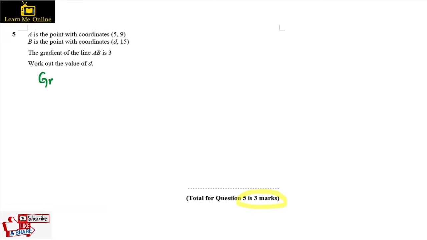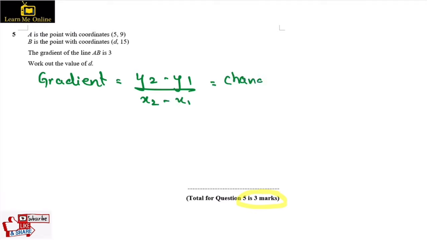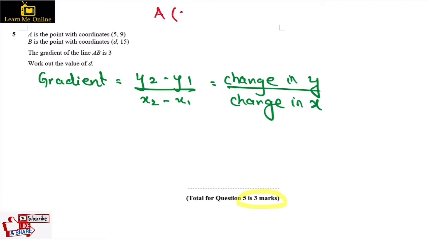So the first thing is the gradient that we are looking for. We write down the formula of the gradient, which is y2 minus y1 over x2 minus x1. Maybe some of you are familiar with the gradient formula, which is change in y over change in x, which means the same thing as how I've written it down. So now you write down the coordinates of A and B, where A is 5 and 9, and the coordinates of B is d and 15. I always prefer to label them with x1, y1, x2, y2. You can write down any point's coordinates as x1, y1, and the other point's coordinates as x2, y2.